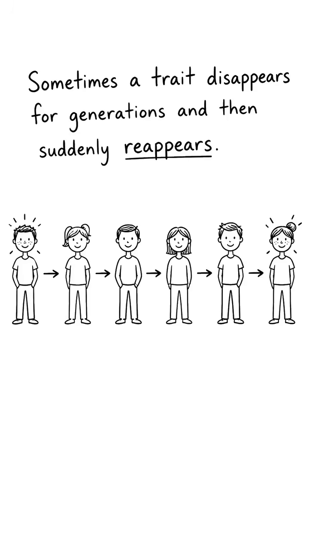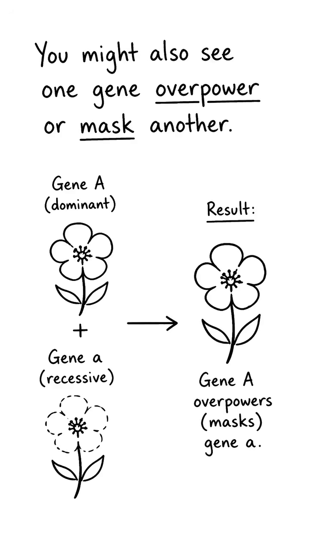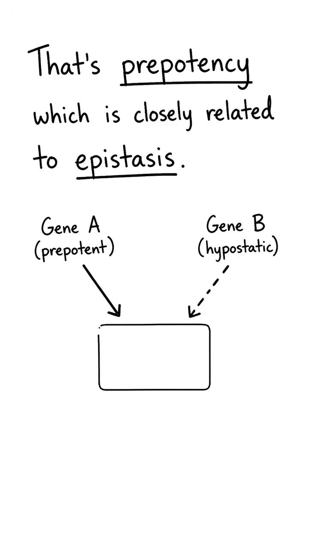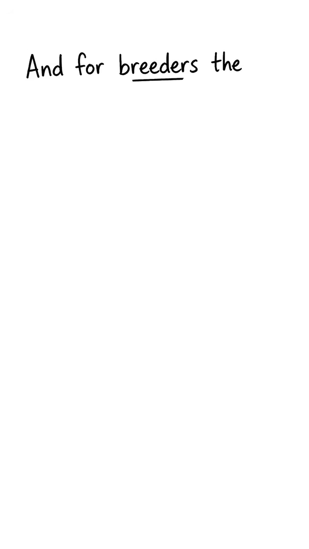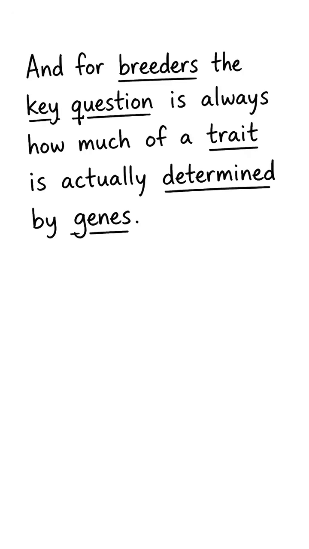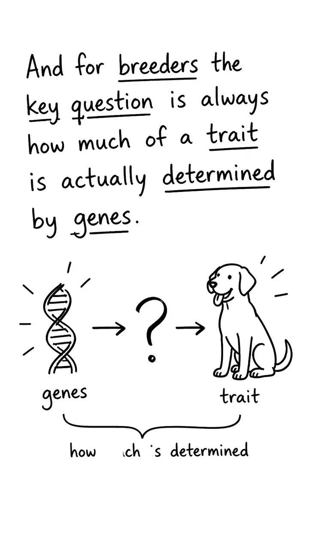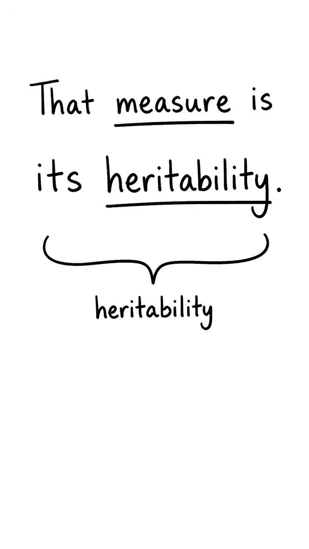Sometimes, a trait disappears for generations and then suddenly reappears. That's called atavism. You might also see one gene overpower or mask another. That's prepotency, which is closely related to epistasis. And for breeders, the key question is always, how much of a trait is actually determined by genes? That measure is its heritability.